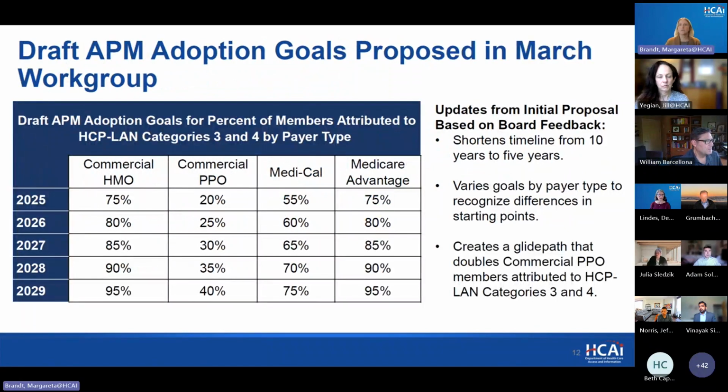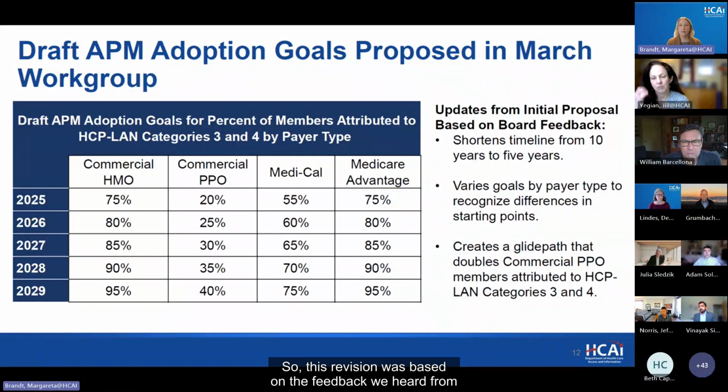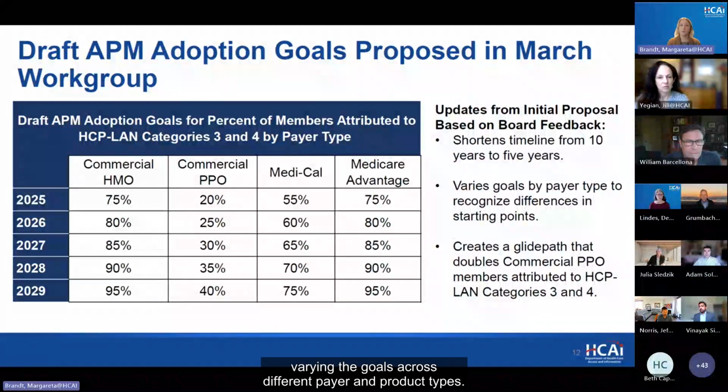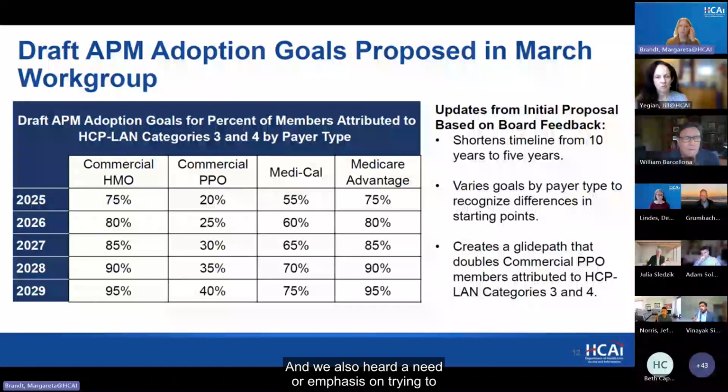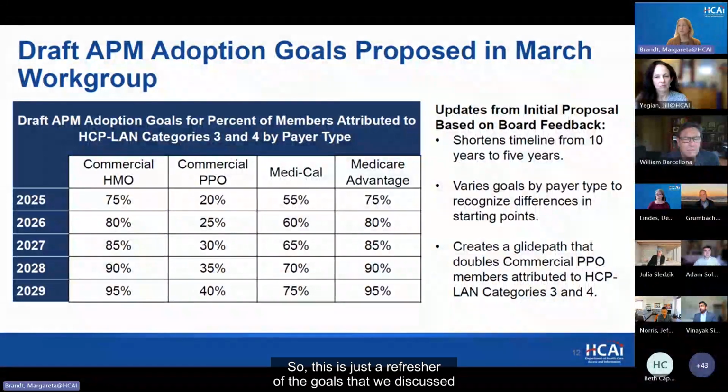So as a reminder, these were the revised, or interim, alternative payment model goals shared at our last work group meeting in March. This revision was based on the feedback we heard from the OHCA board members that we needed to move a little quicker. They suggested shortening the timeline and varying the goals across different payer and product types. And we also heard an emphasis on trying to find a pathway for commercial PPO adoption to move quicker. So this is just a refresher of the goals that we discussed in March.